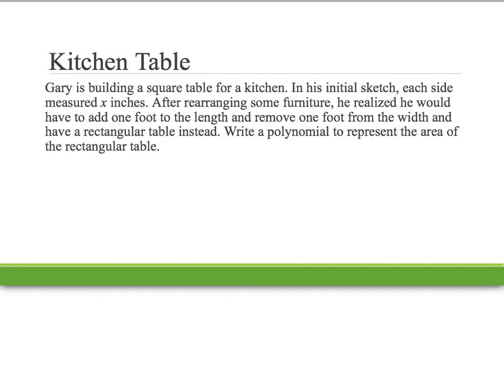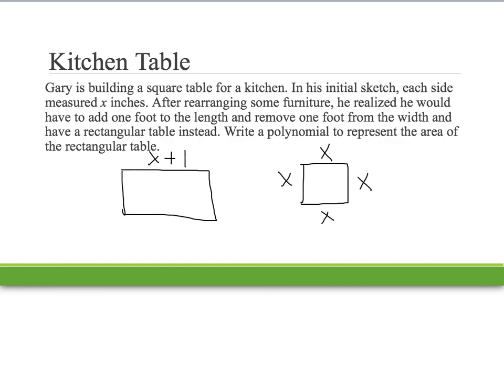We want to write a polynomial to represent the area of this. Let's first draw the initial square table. Each side would be x because all sides are the same in a square. But then he realized he has to add 1 foot to the length, so let's redraw it. I'm going to put x plus 1 for the length. Then he needs to remove 1 foot from the width, so instead of x, it's going to be x minus 1.